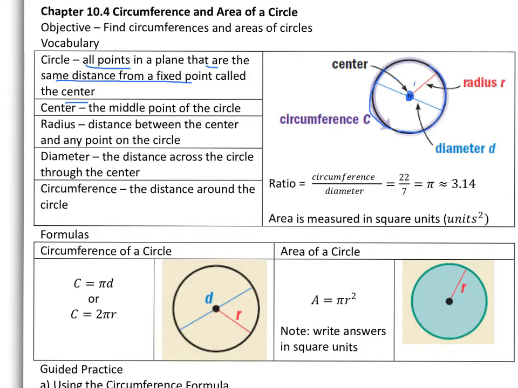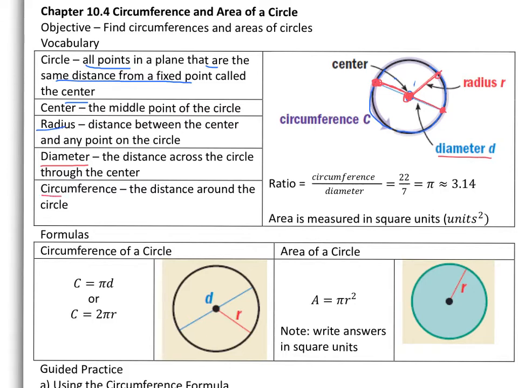Radius. The radius is the distance between the center and any point of the circle. So if this is the center, then this red line to a point on the circle will be considered the radius. The diameter is just the distance across the circle through the center. So a point on one end of the circle through the center to another point will be considered our diameter.